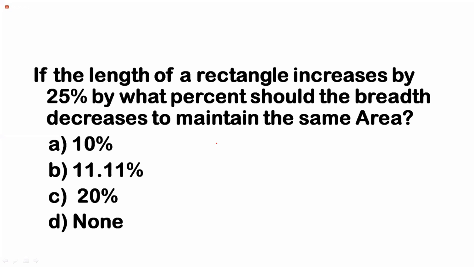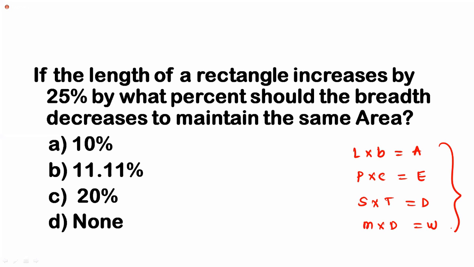You don't need to solve anything. The different cases you are going to see are not only length into breadth is equal to area, but also price into consumption is equal to expenditure, speed into time is equal to distance, or men into days is equal to work. All these arithmetic questions have the AB is equal to constant form only. So you can just observe this and make the answer.